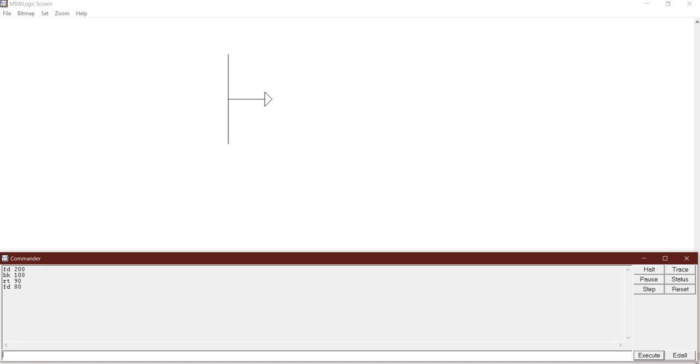After that, RT90. FD100, to draw the lower half of the right vertical line. Then BK200 to draw the upper half. To see the full shape, you may want to hide the turtle by using the command, HT, which stands for Hide Turtle.